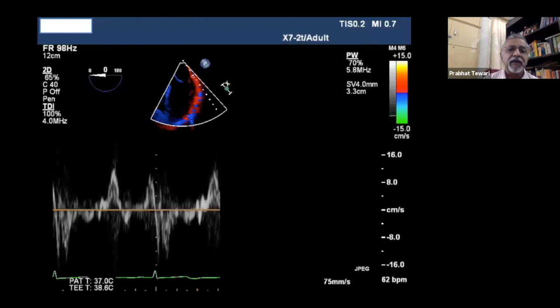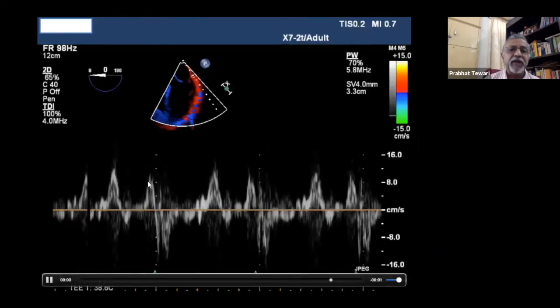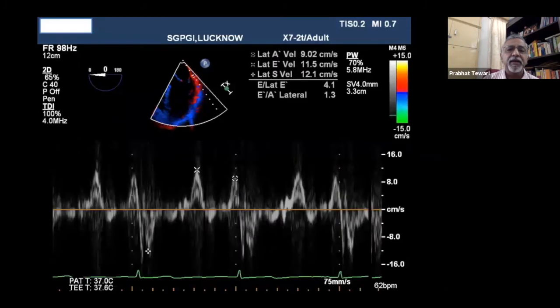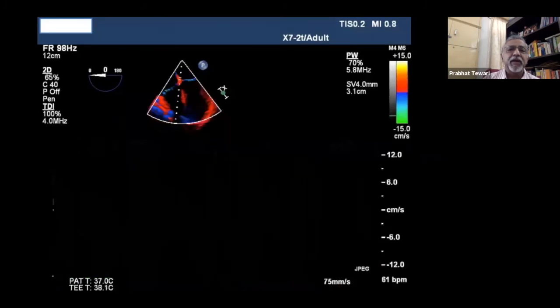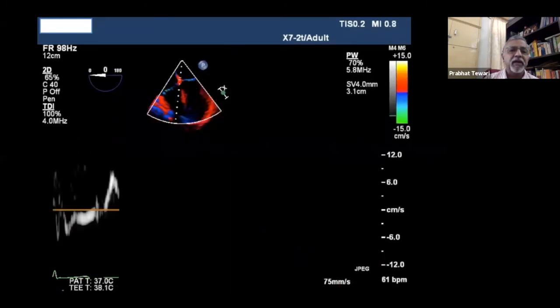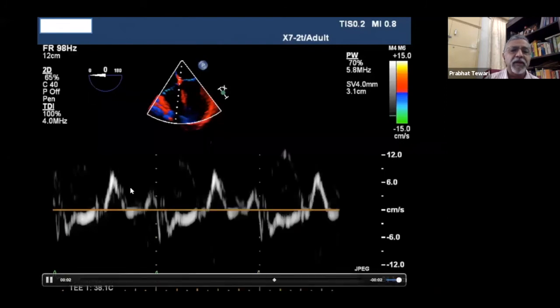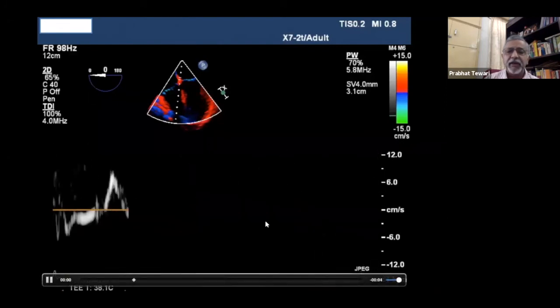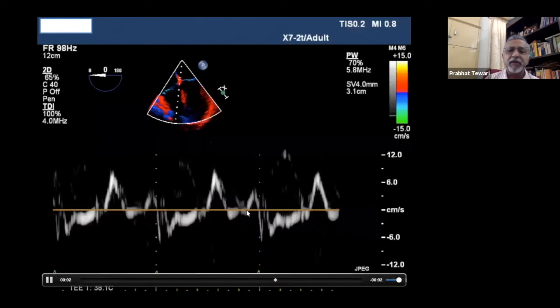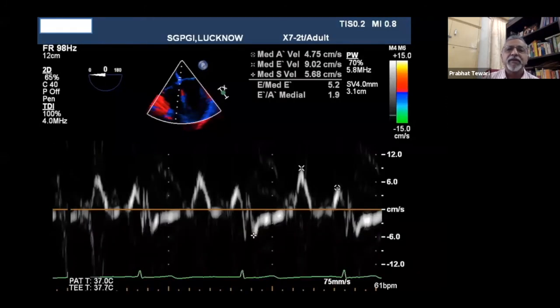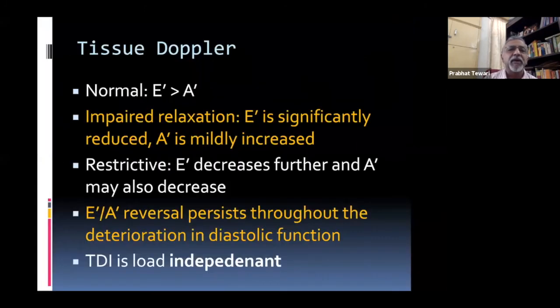Now this is the lateral Doppler. You can see here it is E prime, it is A prime. We can measure it. And then this is the medial movement, medial annulus points, you see. We are using a tissue Doppler, and then we are looking at it. So that is how we are there and how we interpret it. E is more than A.